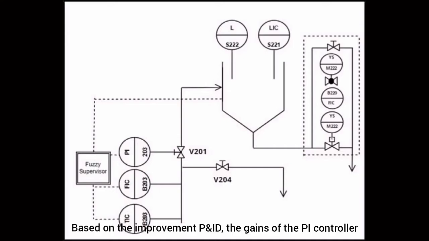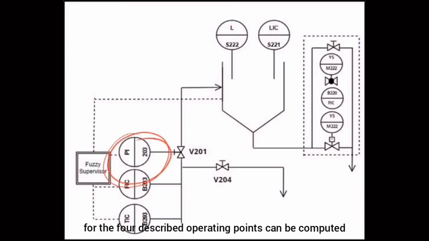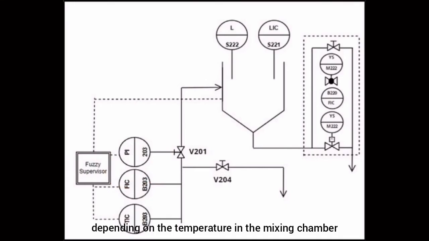Based on the improvement P&ID, the gains of the PI controller for the four described operating points can be computed depending on the temperature in the mixing chamber and the water distribution between RO and GAC. Hence, we can keep our chlorination level in check.